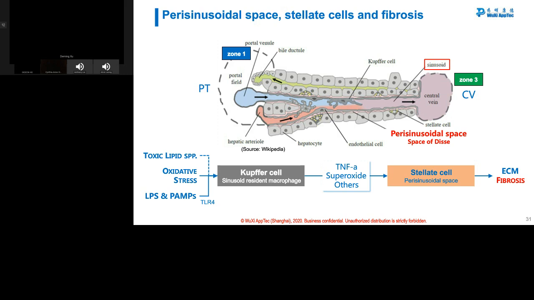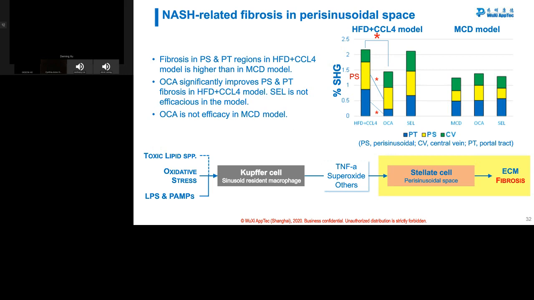So really, this is the tiny little space between the sinusoid and the plates of hepatocyte. This is where the fibrosis started. If you look at our results, it's very clear that the parasinusoidal space is one of the major regions where the fibrosis is distributed in the high-fat plus CCL4 model, and likewise the portal tract region is also highly distributed in terms of fibrosis.